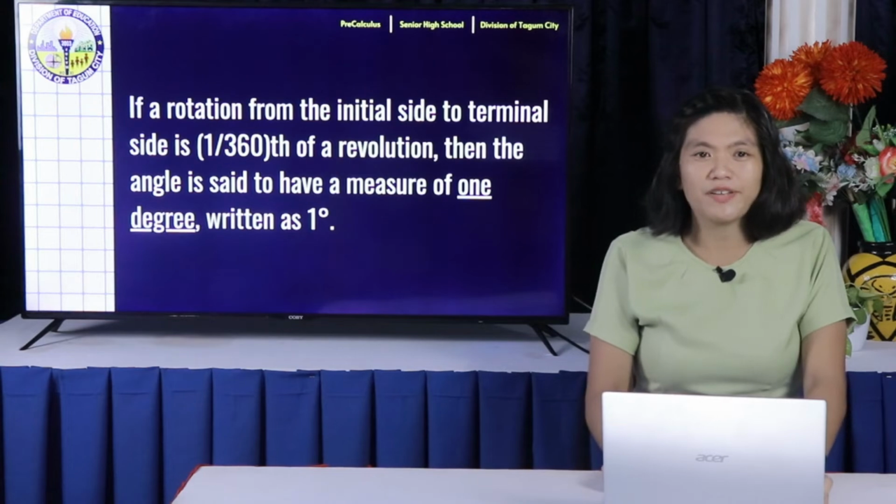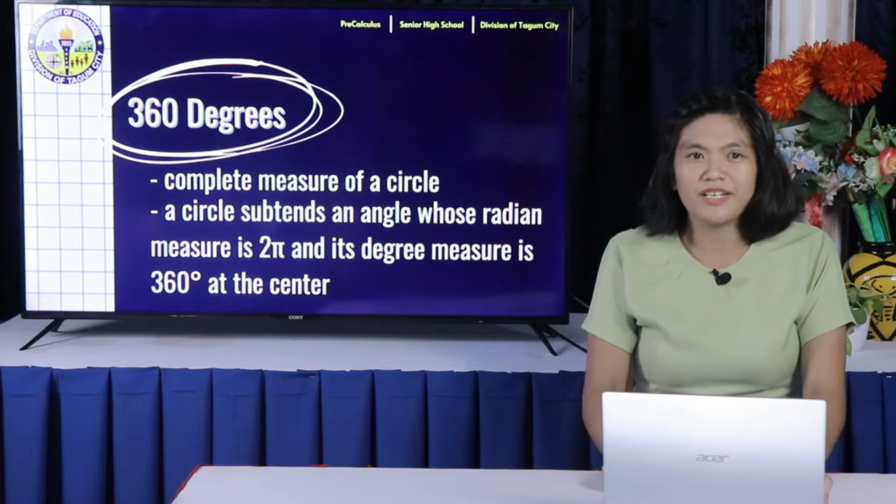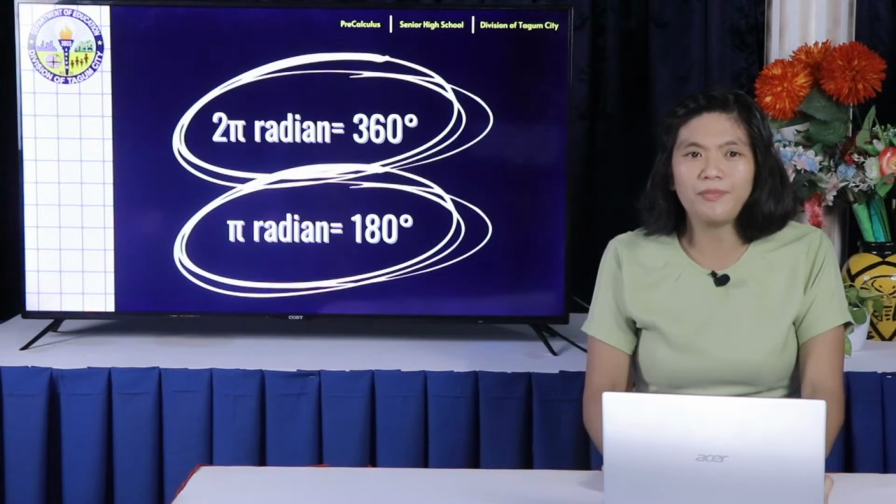Now, let us explore the relation of degree and radian. Just keep on listening. Complete angle of a circle is 360 degrees or 2 pi radians. This is the basis for converting the measure of angles from one unit to another. That means a circle subtends an angle whose radian measure is 2 pi and its degree measure is 360 degrees at the center. This can be written as 2 pi radian is equal to 360 degrees or pi radian is equal to 180 degrees.